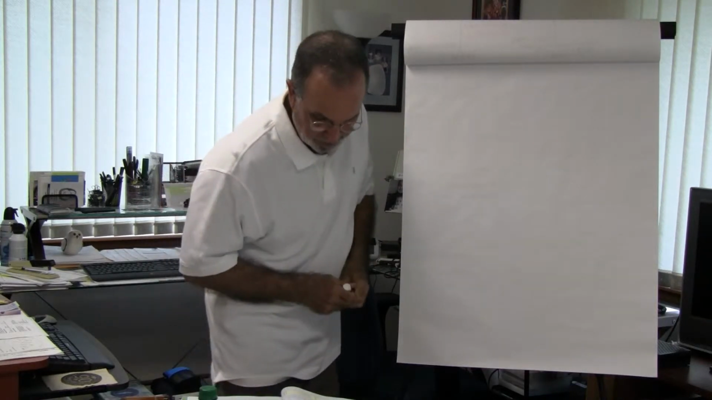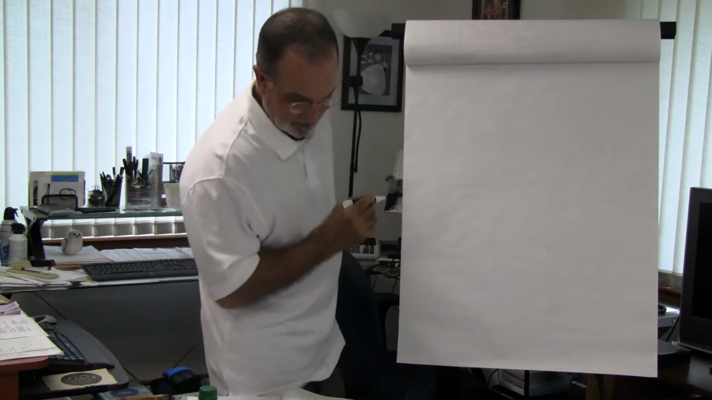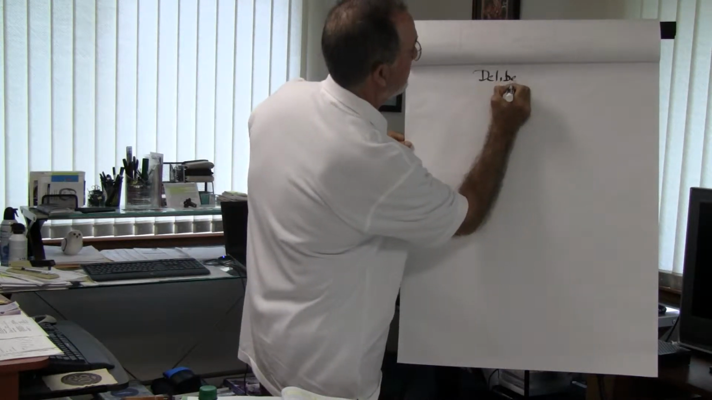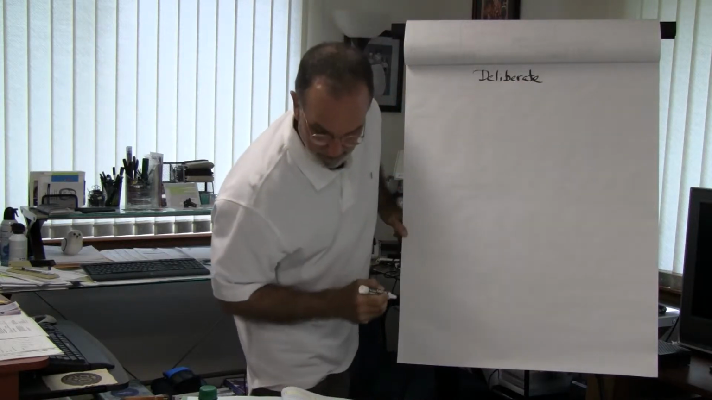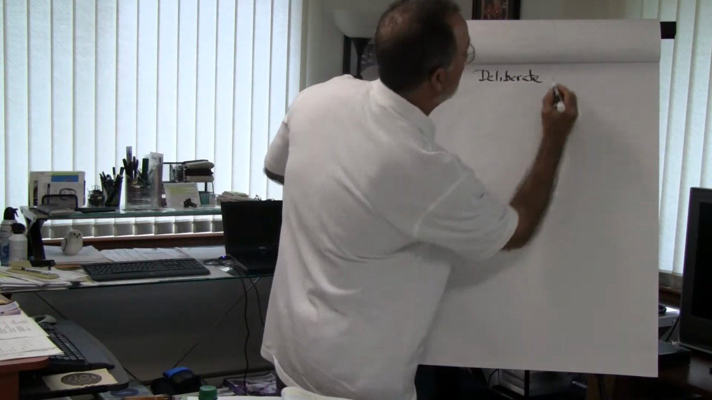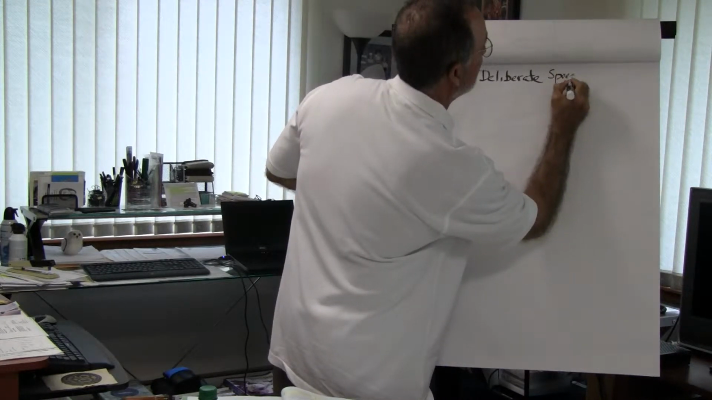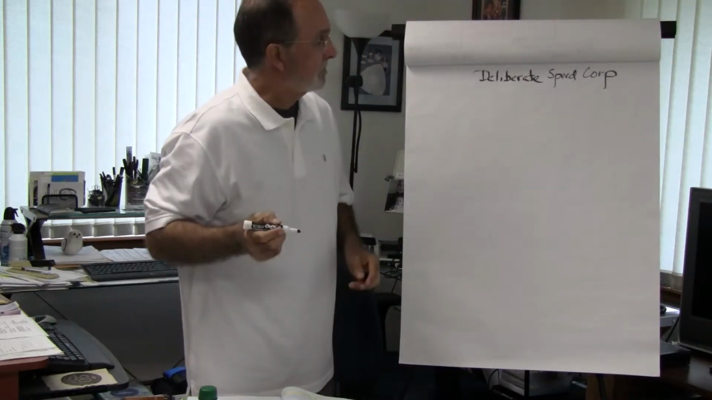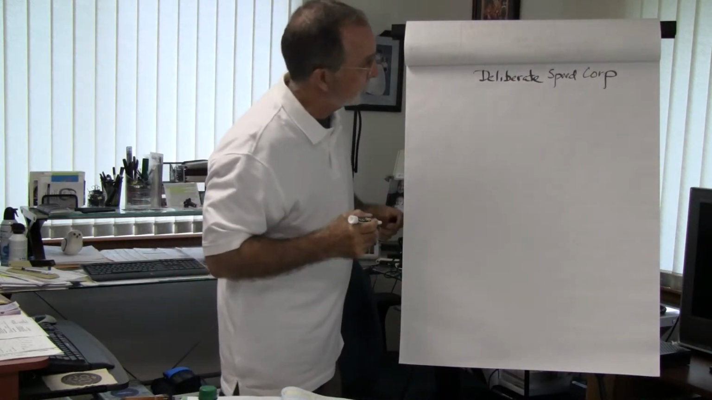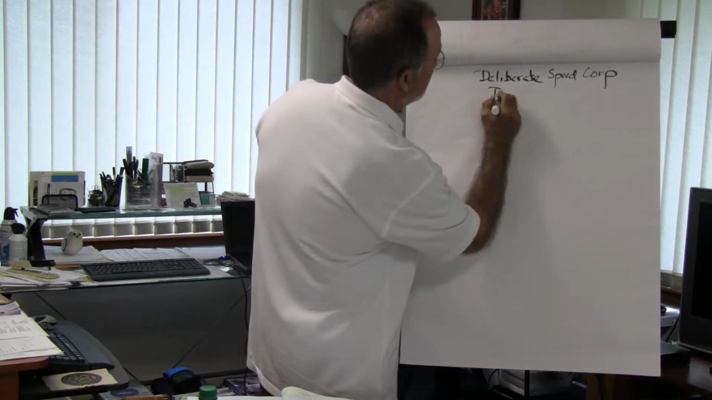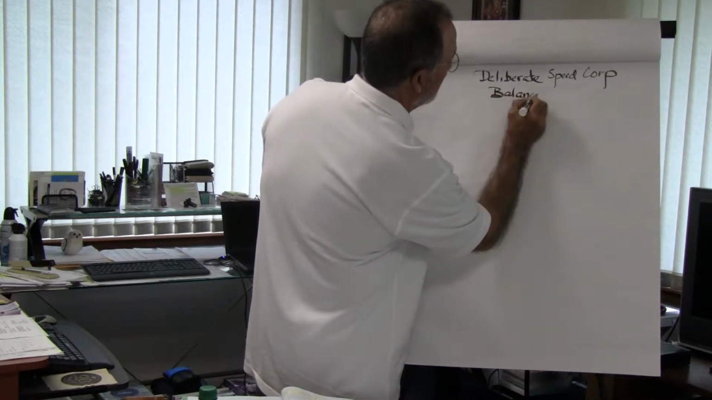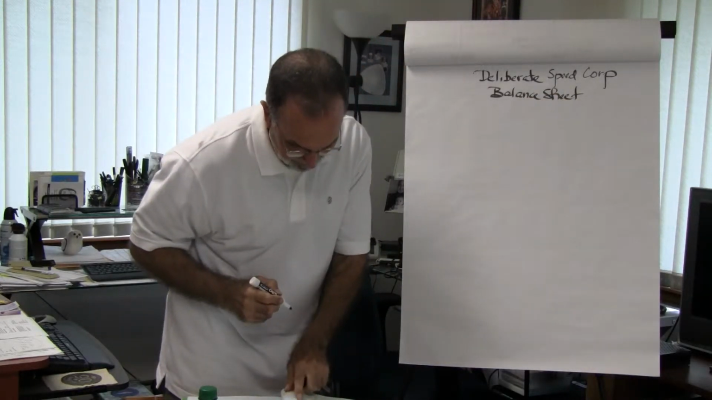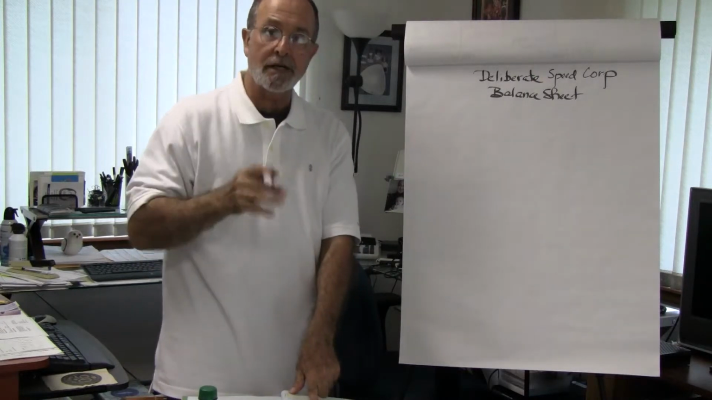So we can go to the next page here, and our company name is always at the top. Deliberate Speed Corporation. Again, we should never abbreviate on our financial statements, but I'm going to abbreviate there. And this is our balance sheet. And the date of this balance sheet is July 31.